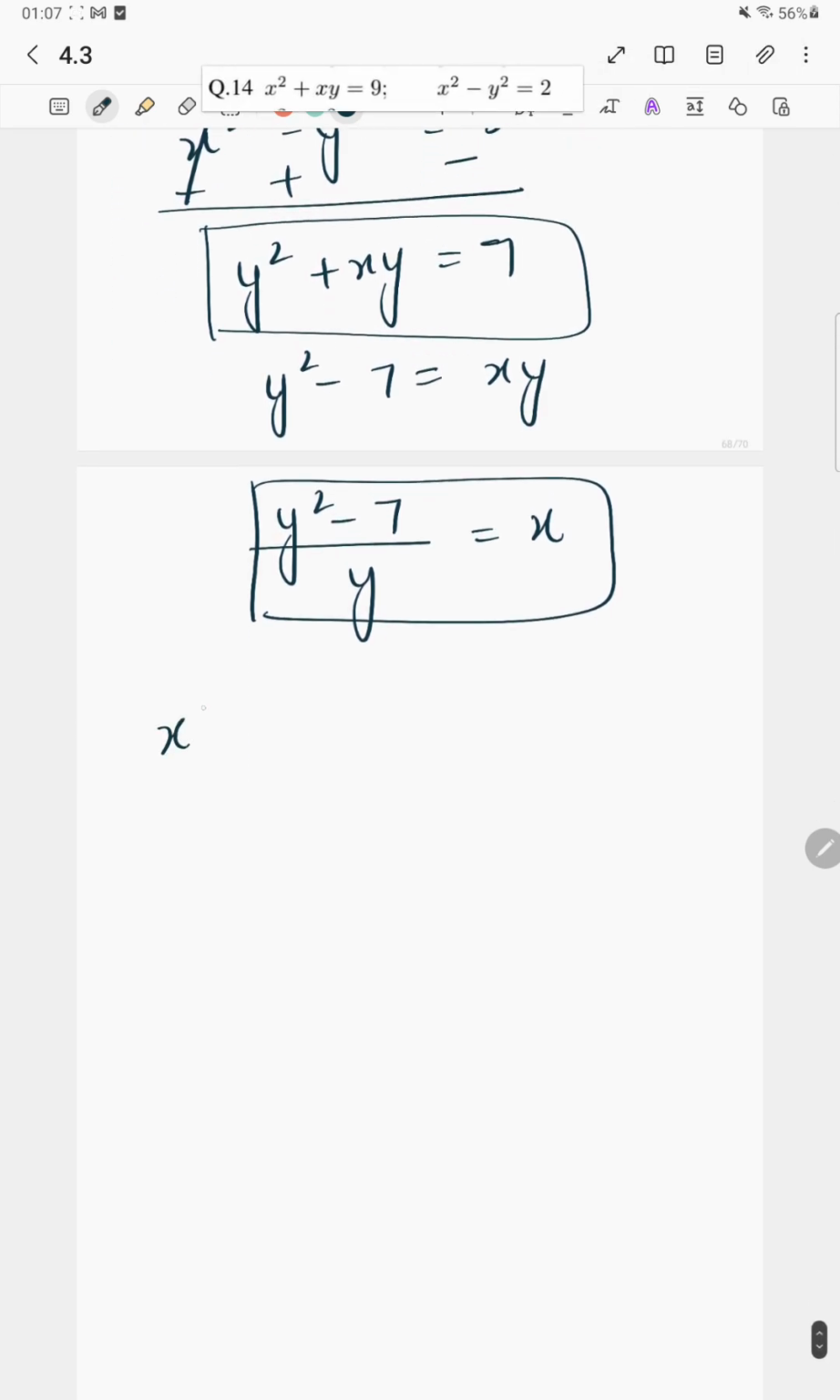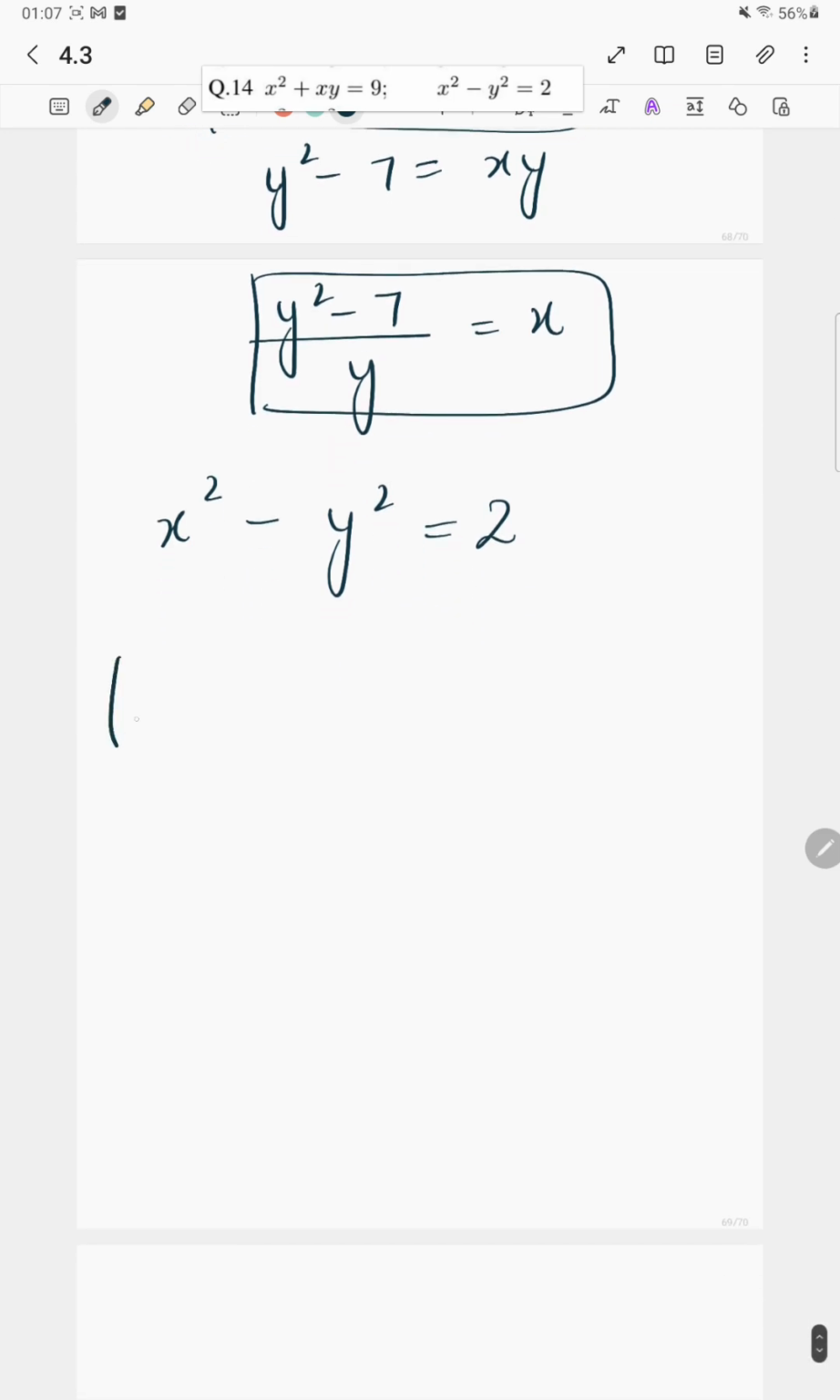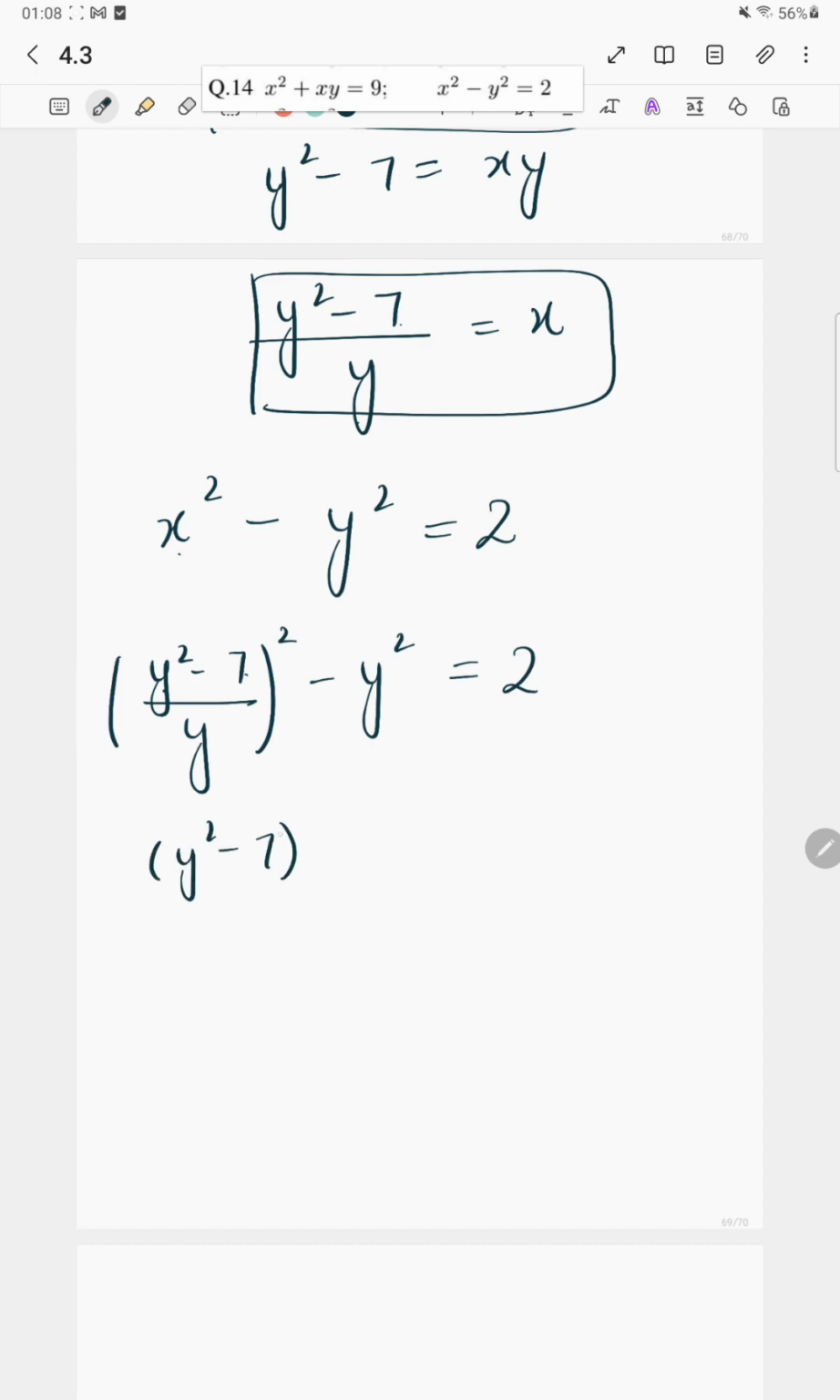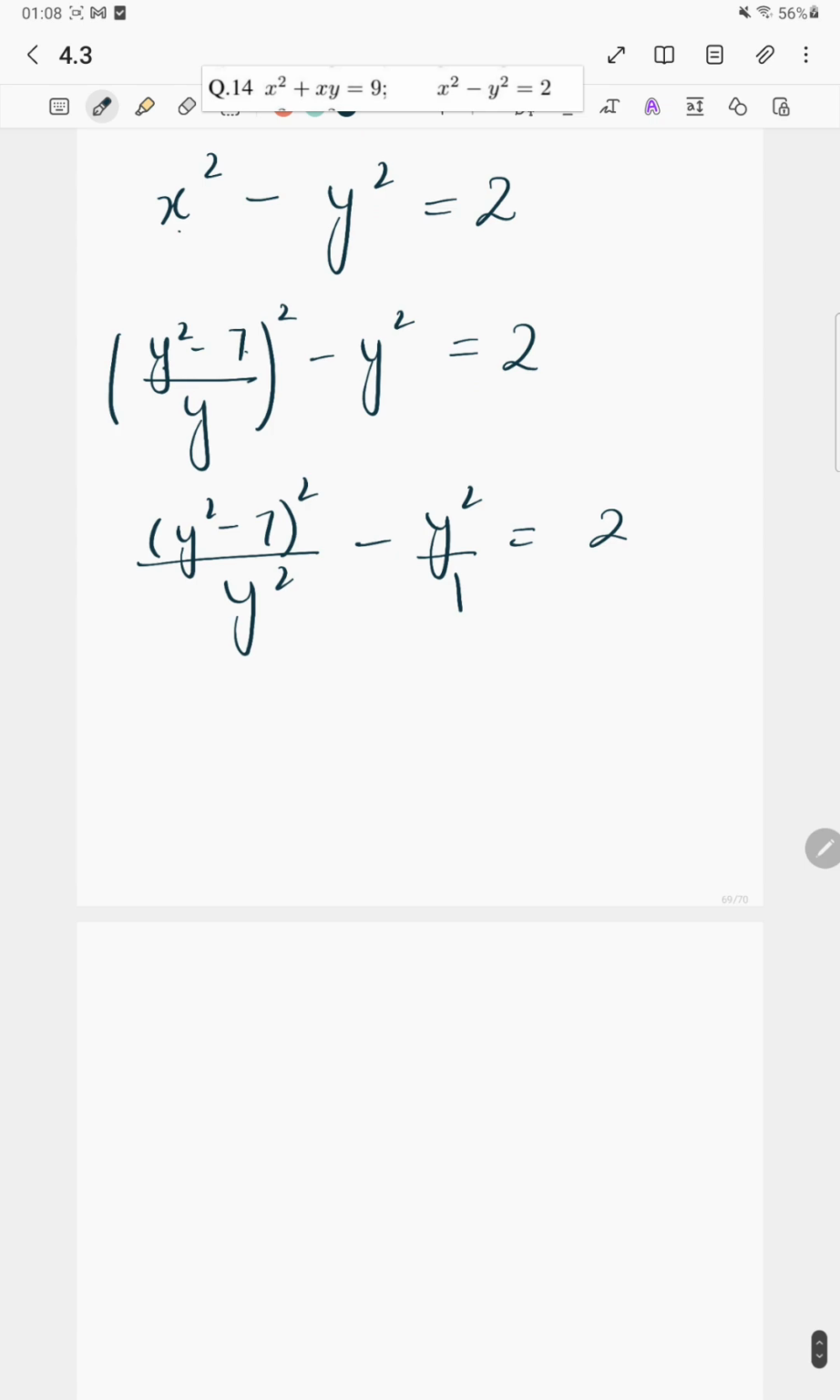So the equation was x square minus y square is equal to 2. This was the equation B. So instead of x, I can write y square minus 7 over y into y square minus 7 over y instead of x square minus y square is equal to 2. So it's y square minus 7 whole square over y square minus y square is equal to 2. Okay, so it's a minus b whole square.